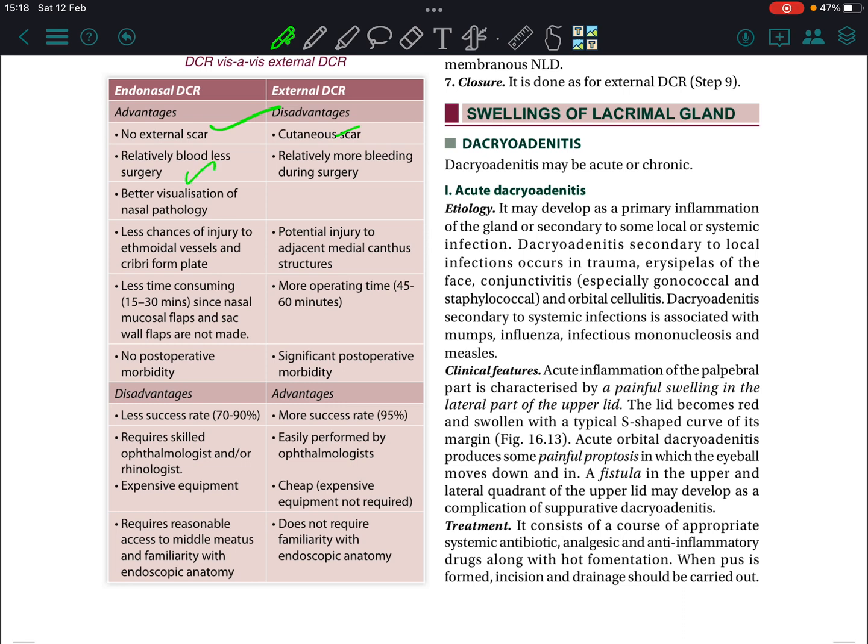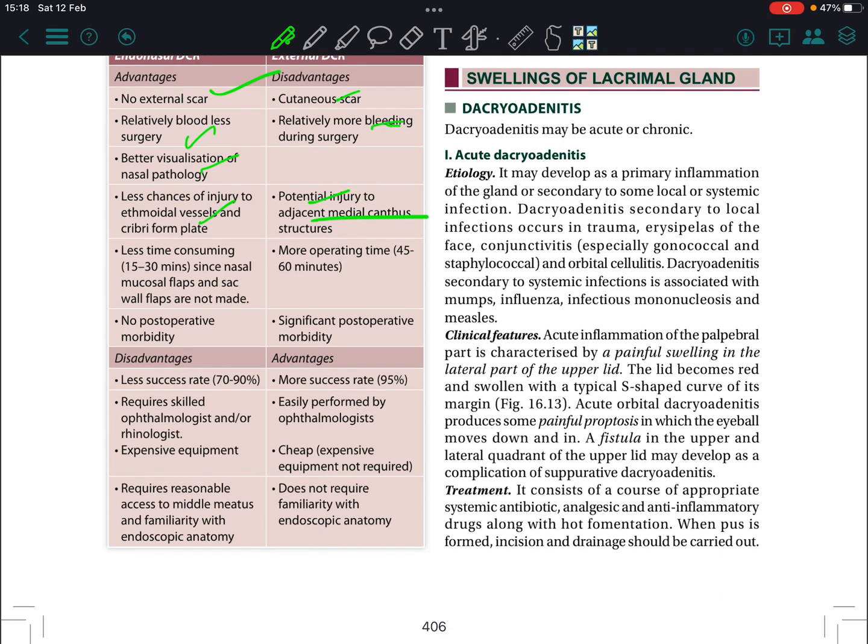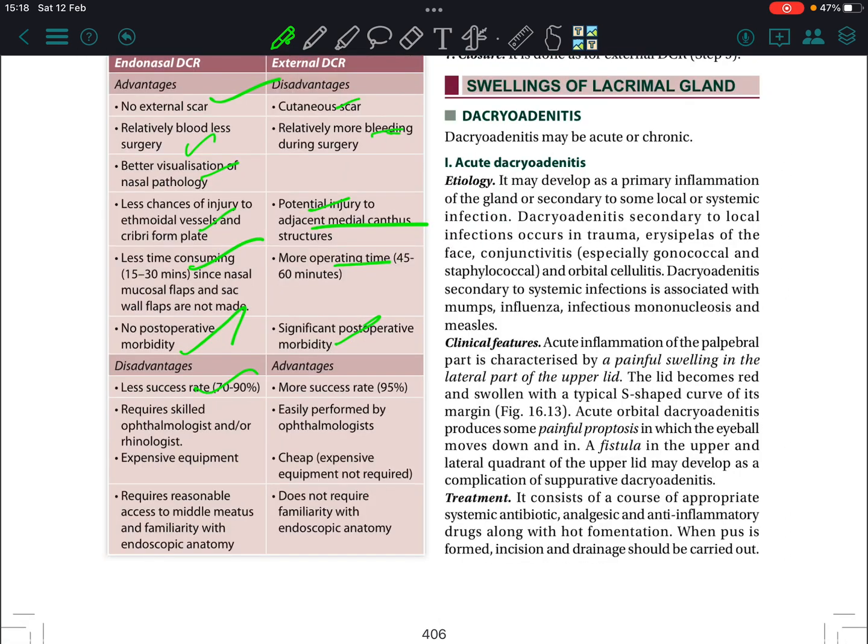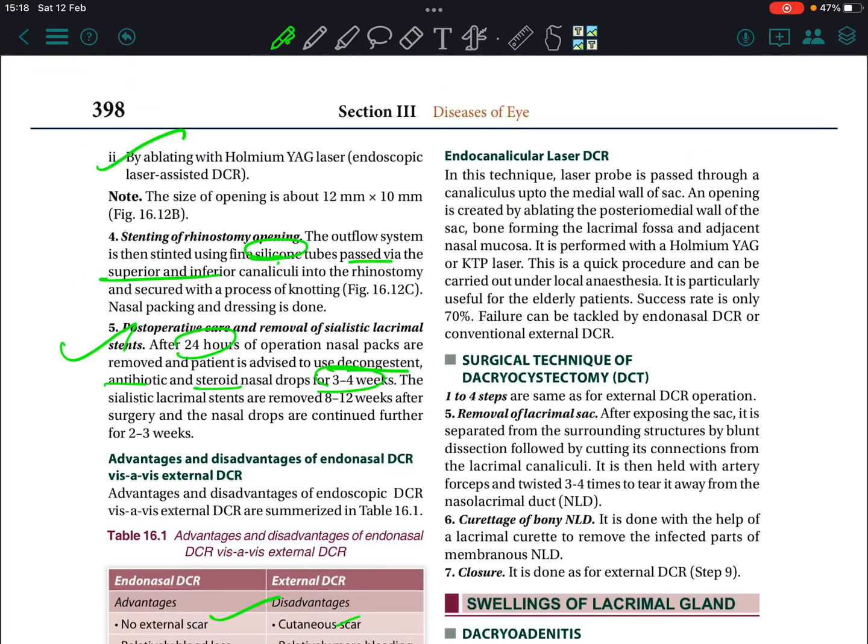Related blood: less bleeding versus more bleeding, better visualization versus less chance of injury, with potential injury to the adjacent medial canthus. Less time consuming versus more operating time; no post-operative morbidity versus significant post-operative morbidity. Disadvantages: less success rate versus more success rate; requires a skilled ophthalmologist versus easily performed by an ophthalmologist; expensive equipment versus cheap; requires reasonable access to the middle meatus versus not requiring endoscopy.